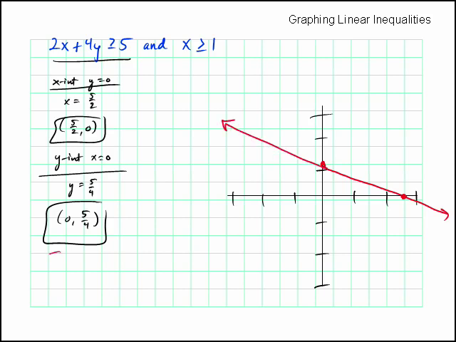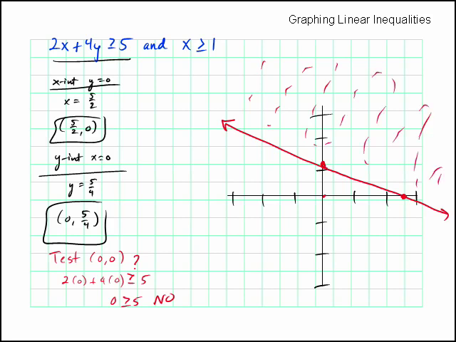Now if I test a point, such as (0, 0): 2 times 0 plus 4 times 0, is that greater than or equal to 5? Is 0 greater than or equal to 5? No. (0, 0) doesn't work here, and so the solutions must be on the other side, so I shade above. Okay, so I've got that one graphed.